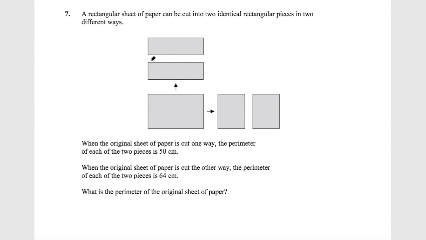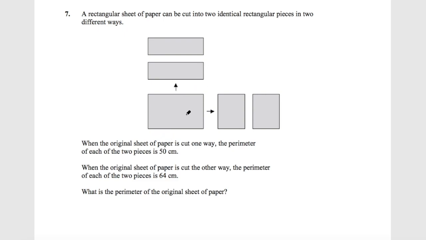Question 7 says a rectangular sheet of paper can be cut into 2 identical rectangular pieces in 2 different ways. When the original sheet of paper is cut one way, the perimeter of each of the 2 pieces is 50 centimeters. When the original sheet of paper is cut the other way, the perimeter of each of the 2 pieces is 64 centimeters. What is the perimeter of the original sheet of paper?